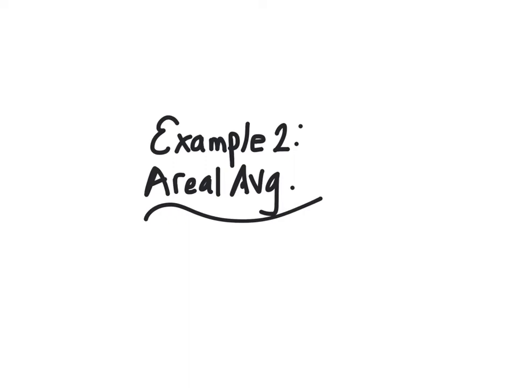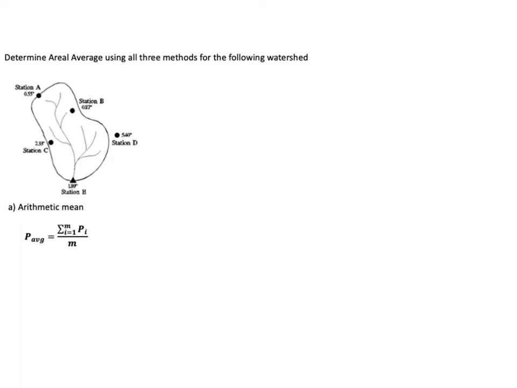In this video, I'm going to solve the second example problem for our precipitation data. You can follow along on page 8 and 9 of the precipitation module handout available on Camino. So this example asks us to determine the areal average of precipitation over the entire watershed using 3 different methods.